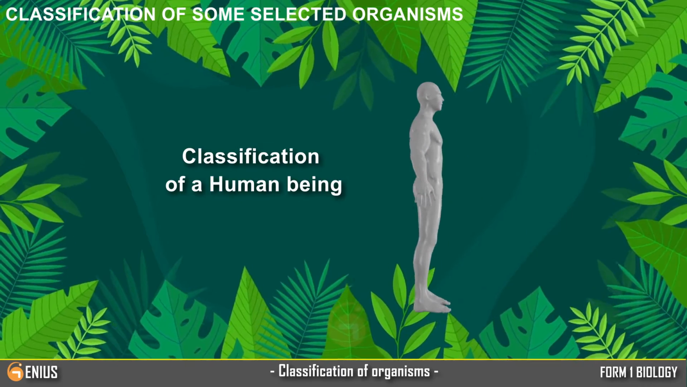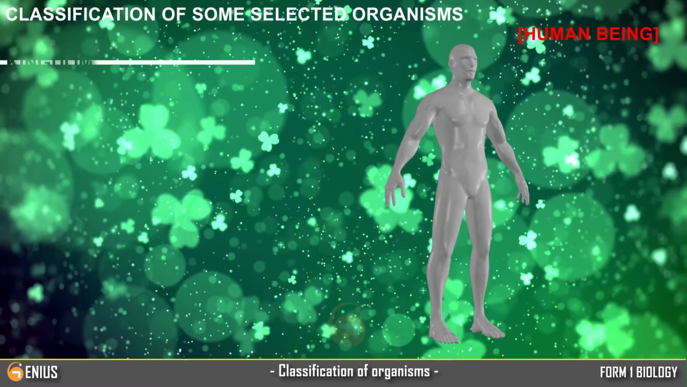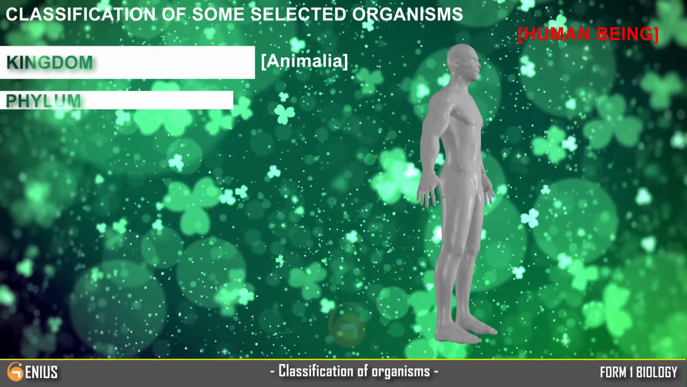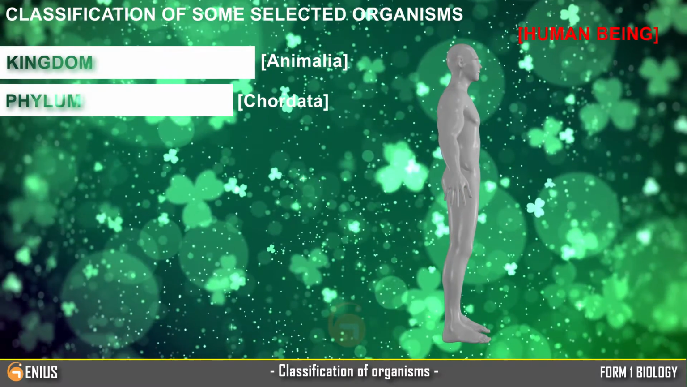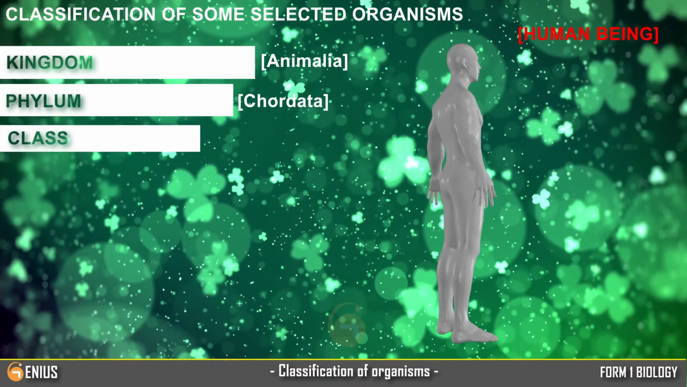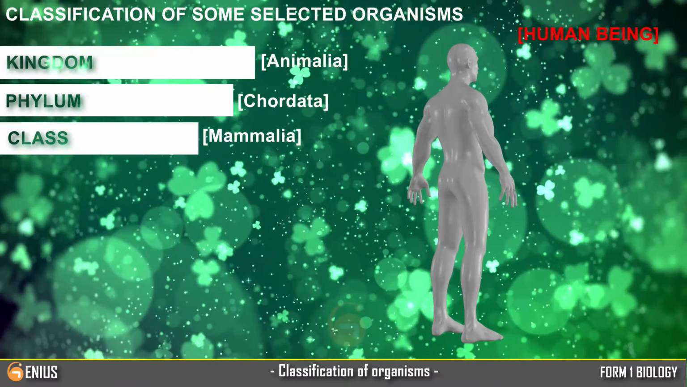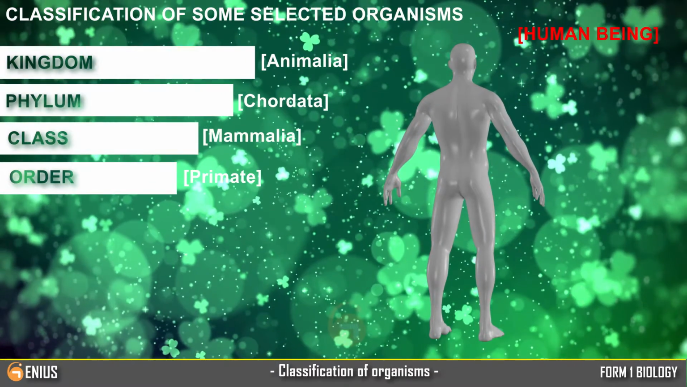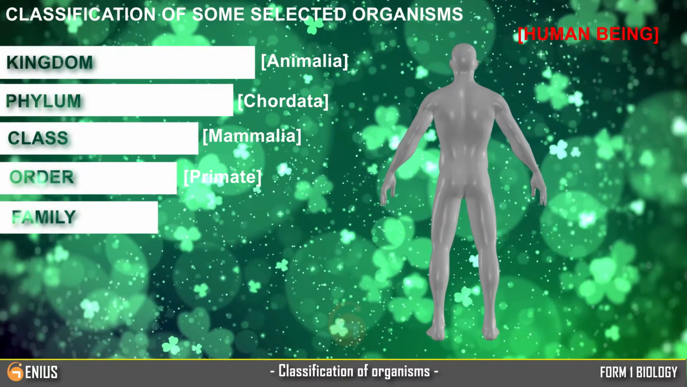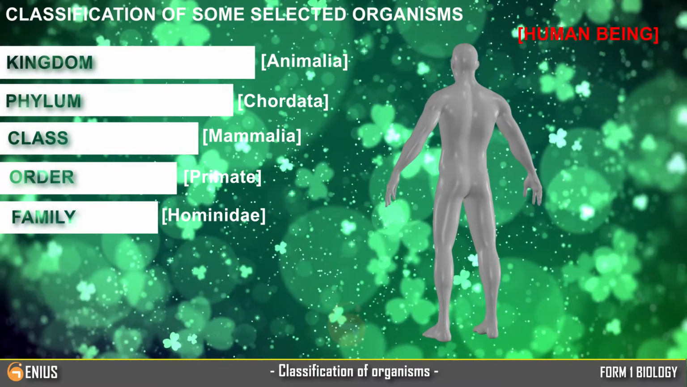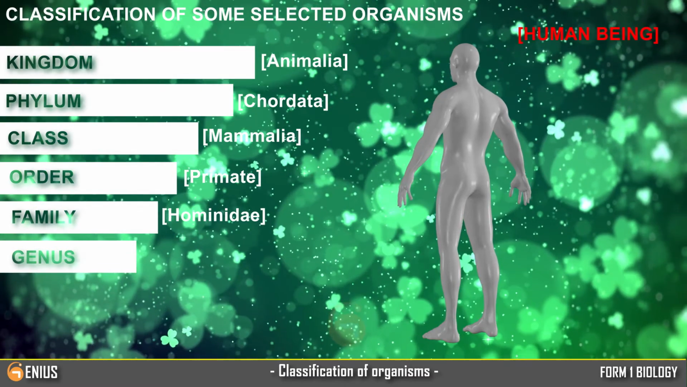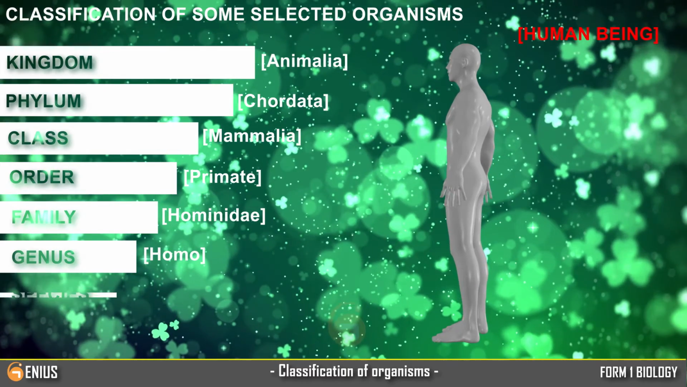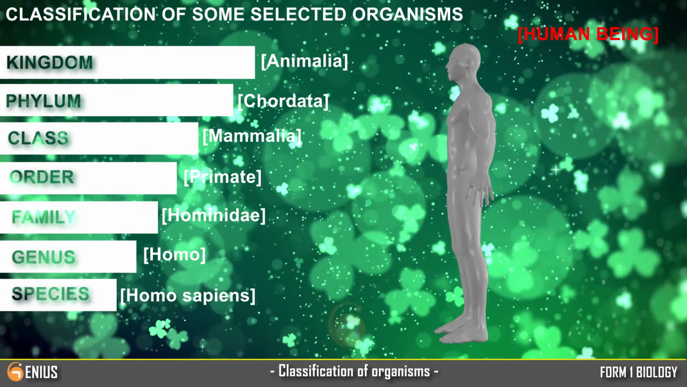Classification of a human being. Kingdom: Animalia. Phylum: Chordata. Class: Mammalia. Order: Primate. Family: Hominidae. Genus: Homo. Species: Homo sapiens.